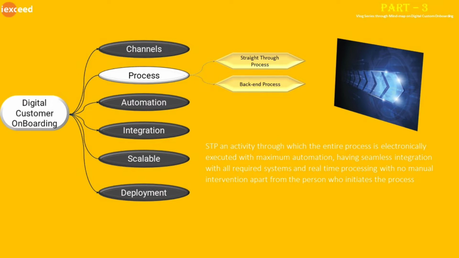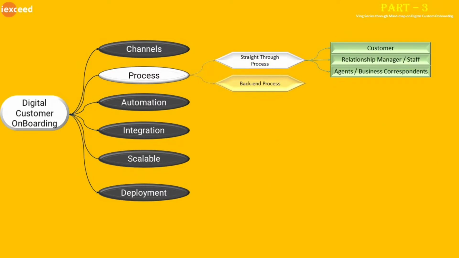Who can initiate an STP activity? It can either be initiated by a customer, which is also widely called a self-onboarding journey, or through a relationship manager or an agent or a business correspondent who assists customers to initiate the process, which is also called assisted onboarding. This assistance can be provided either by a person physically present with the customer or through a co-browsing functionality where the assistance is provided remotely through a collaborative functionality.